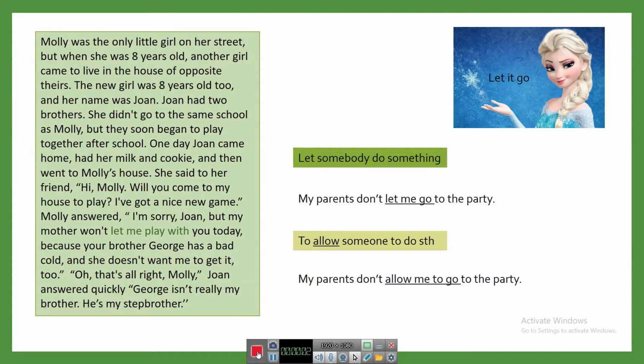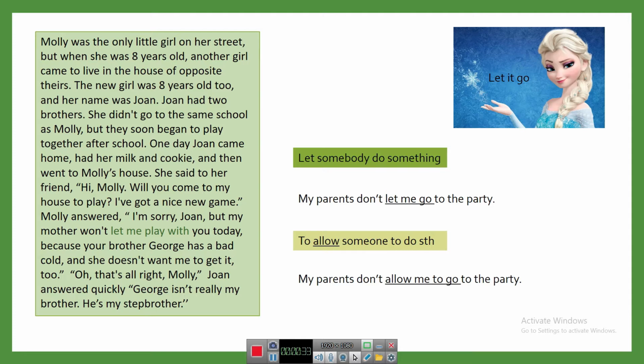Okay, next we have an interesting tip for you. Here we have, "But my mother won't let me play with you today." Let me play with you today. Okay? Let is a verb that we should use like this. Let somebody do something. For example, "My parents don't let me go to the party." We can't use to here. We don't say, "My parents don't let me to go to the party," okay?